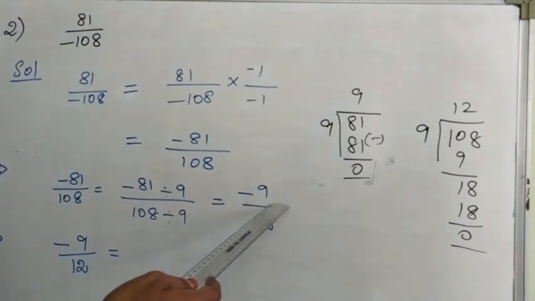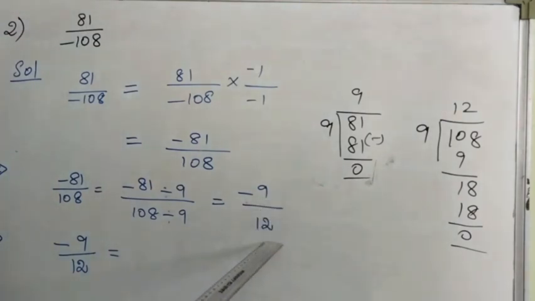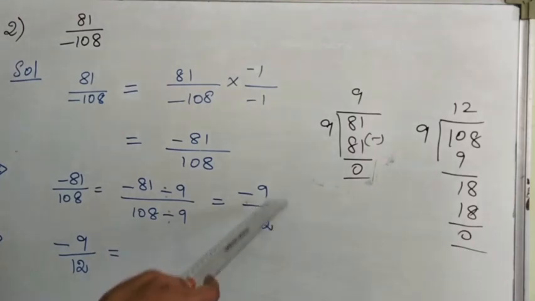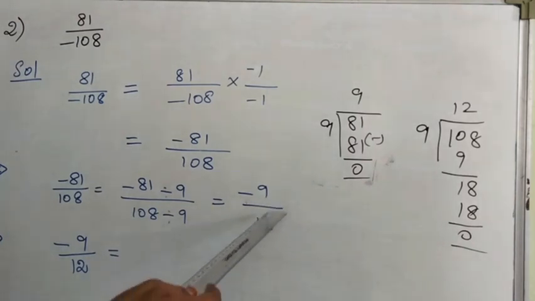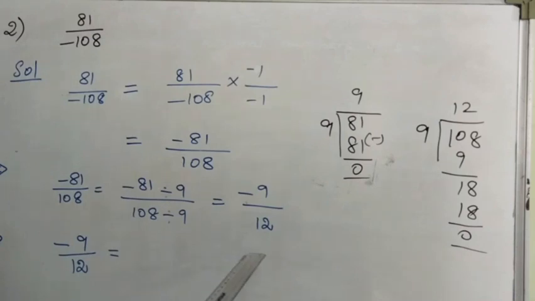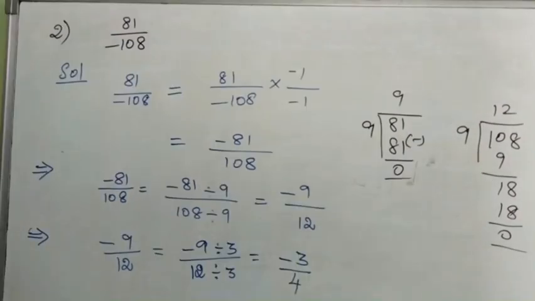It is possible to cancel the numerator 9 and denominator 12. We have to check whether both have a common factor. 9 and 12, which table do they come in? Very good. It's the 3 table that has the common factor for 9 and 12. 3 3s are 9, 4 3s are 12. So both numerator and denominator have the same common factor, that is 3. It should be divided by the same table. See here, next, minus 9 divided by 12, we have to divide the numerator and denominator by 3.